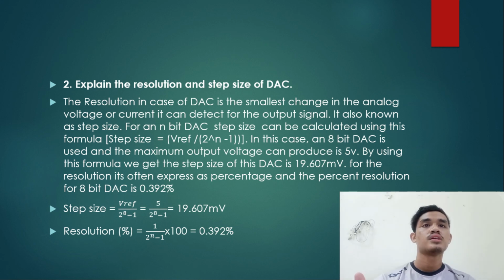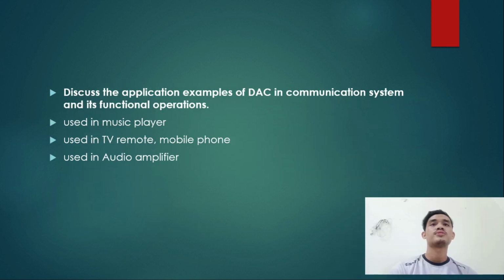By using this formula, the step size that we gain for this DAC is 19.607 millivolts. And for the resolution, it is often expressed as a percentage, and the percent resolution for an 8-bit DAC is 0.392%.